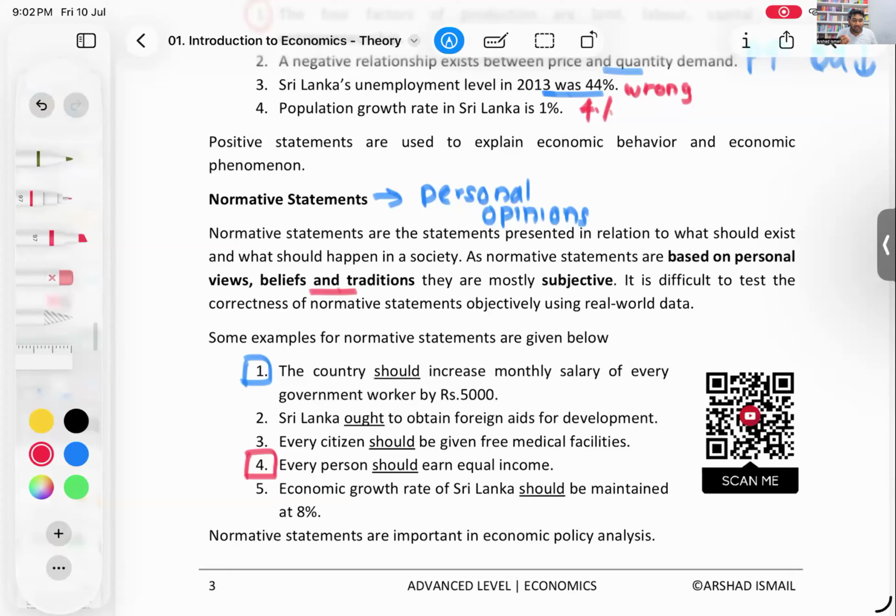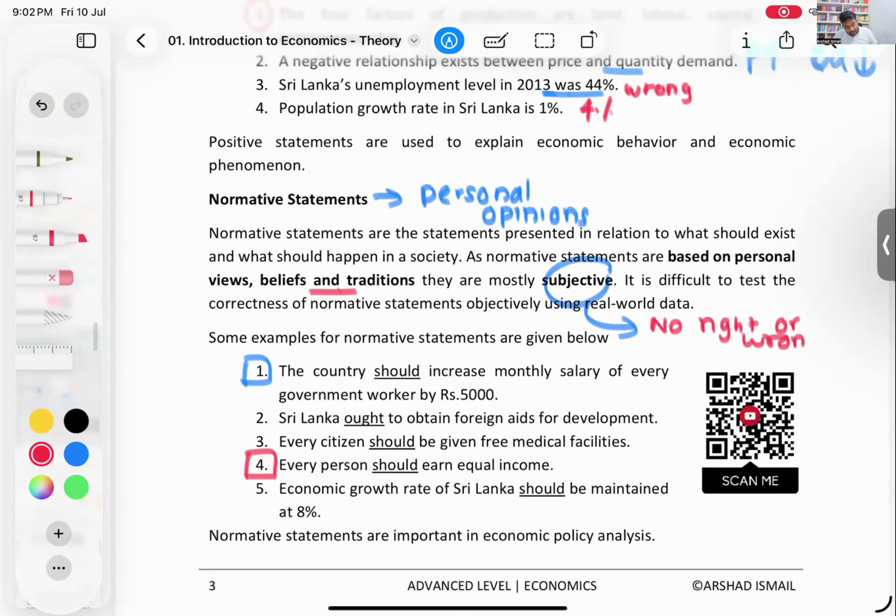That is what you call, Lamai, a normative statement. Normative statement, you can't argue and say, sir, this is right, this is wrong. No, you can't prove, Lamai. They are judgments. So those are called, Lamai, subjective. Subjective means, Lamai, there is no right or wrong.